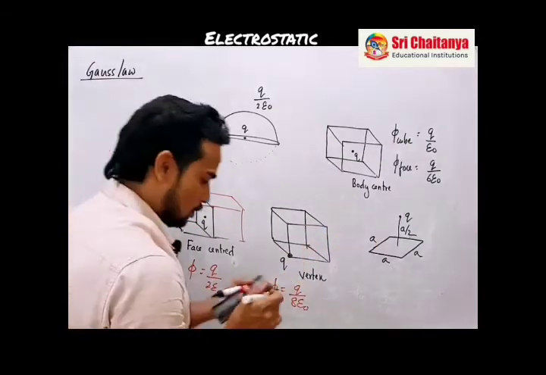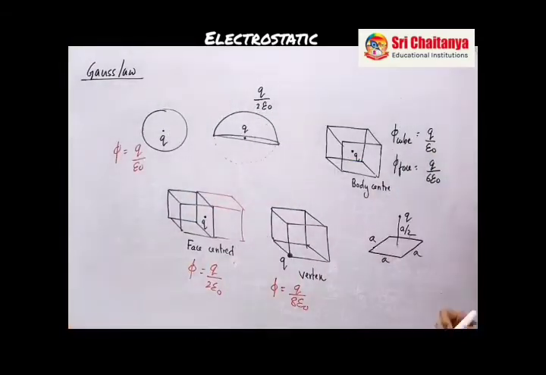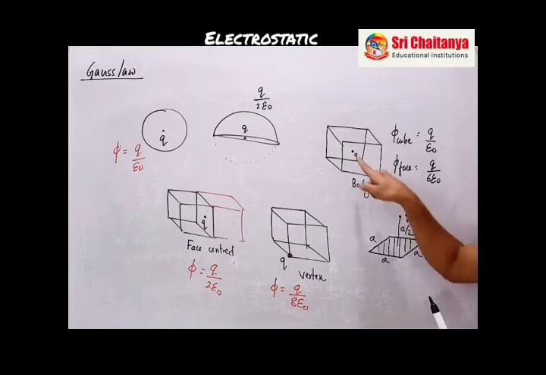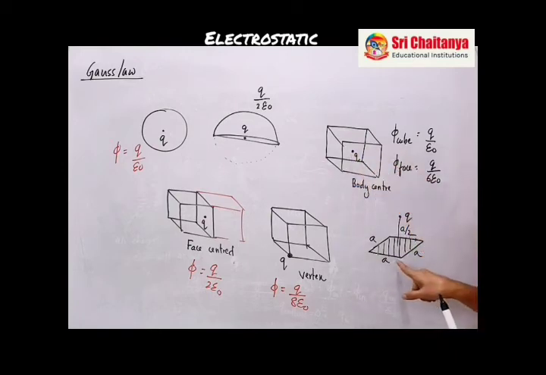Now let's move to the next situation. Here someone asked us, find the flux through this square. This is a square plate, as you can see. Now you will be saying, sir, how to find flux through it? If you put 6 identical square plates like this, you will get a cube. And this charge will come at the center of the cube, same as this. And this will behave as one of the faces. So flux through it will again be q by 6 epsilon naught.